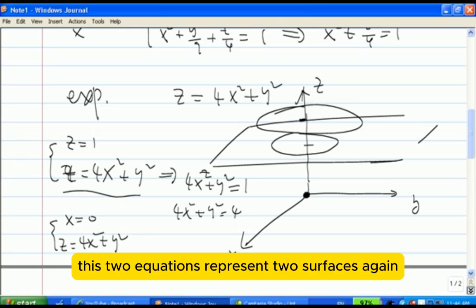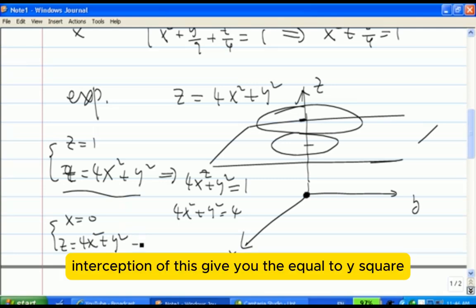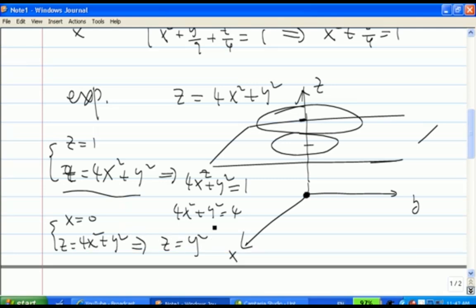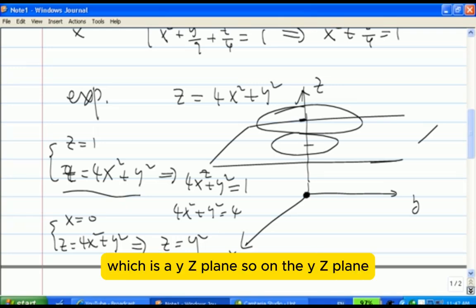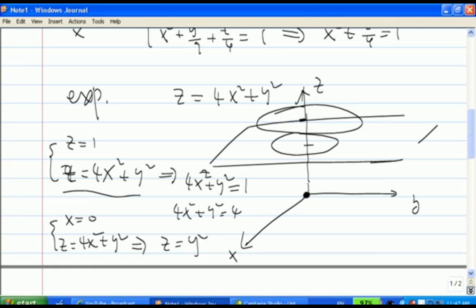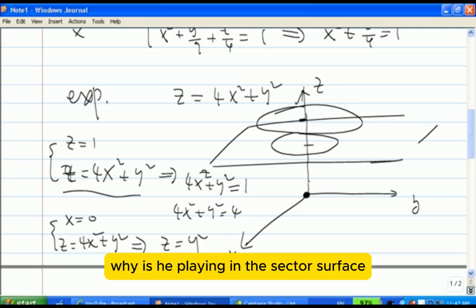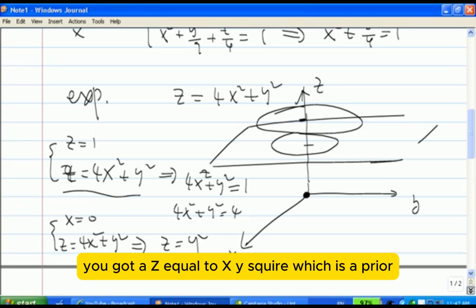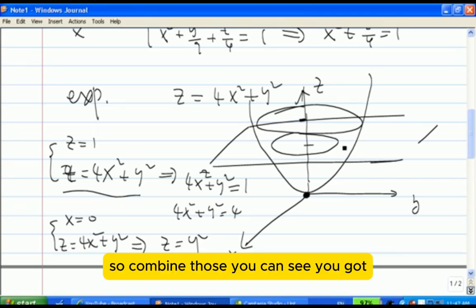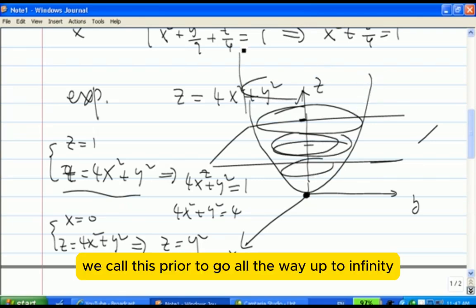These two equations represent two surfaces again. The intersection of these gives you z equal to y squared. X equal to 0 is a plane, which is the yz plane. So the yz plane intersects your surface, you got z equal to y squared, which is a parabola. So combine those, you can see we call this a paraboloid, going all the way up to infinity.